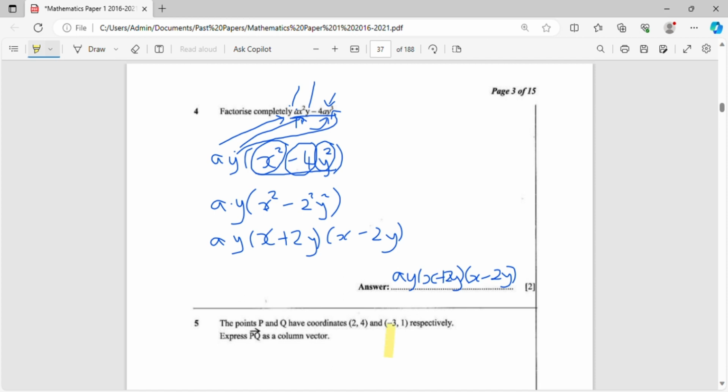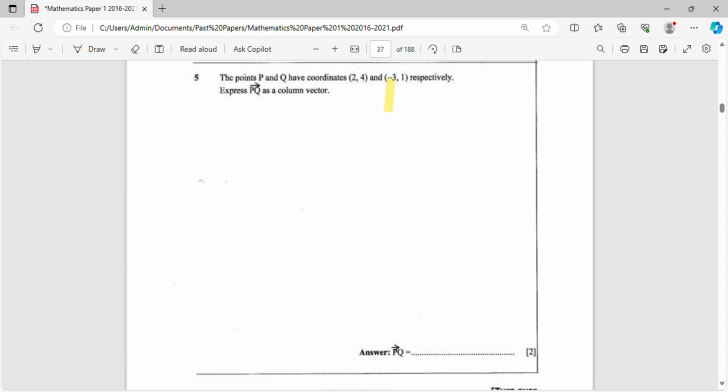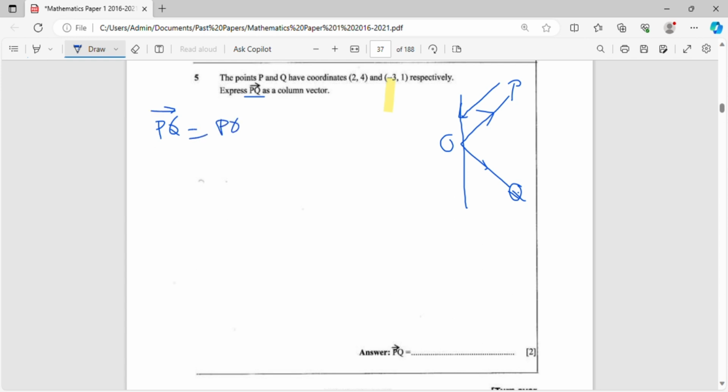We go to the next question, which says the points P and Q have coordinates (2, 4) and (-3, 1) respectively. Express PQ as a column vector. So let's make this assumption here. If this is our origin, this is our P and this is our Q. So it says PQ. If we're moving to PQ, how we move as vectors, we're going to move via O. So vector PQ will be equal to vector PO plus vector OQ.